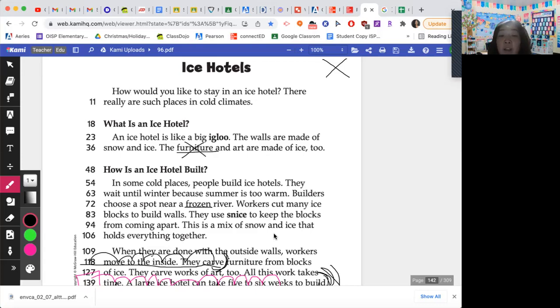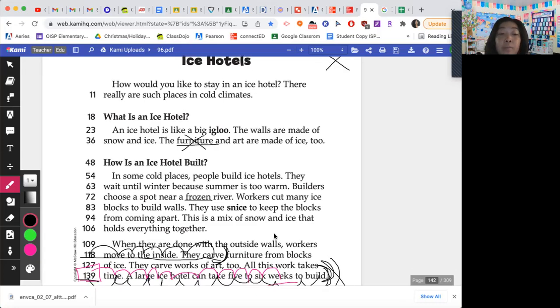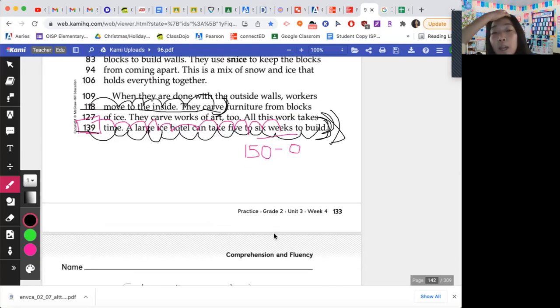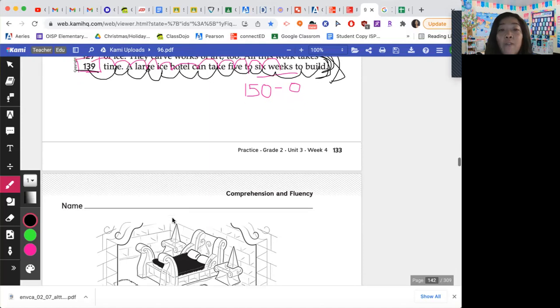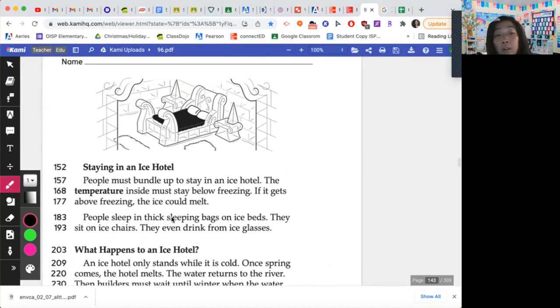Builders choose a spot near a frozen river. Workers cut many ice blocks to build the walls. They use snice to keep the blocks from coming apart. This is a mix of snow and ice that holds everything together. When they are done with the outside walls, workers move to the inside. They carve furniture from blocks of ice. They carve works of art too. All this work takes time. A large ice hotel can take 5 to 6 weeks to build.